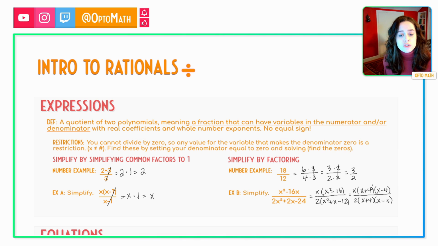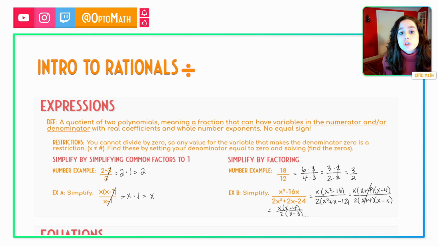Notice we have x plus 4 in the numerator and denominator. That simplifies to 1. So finally, our final simplified version of this is x times x minus 4 divided by 2 times x minus 3. And typically you don't want to simplify this by distributing, because that would be considered less simple, because you see how it was not factored at the start. You want to leave it in factored form.